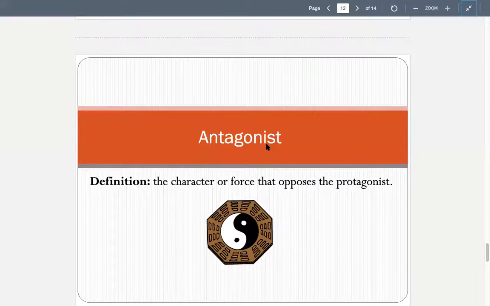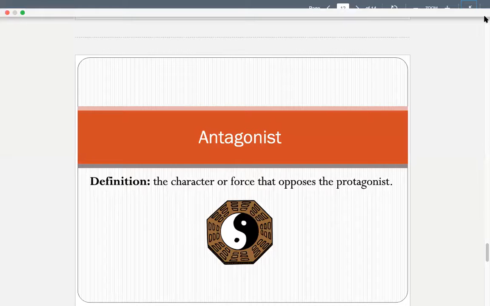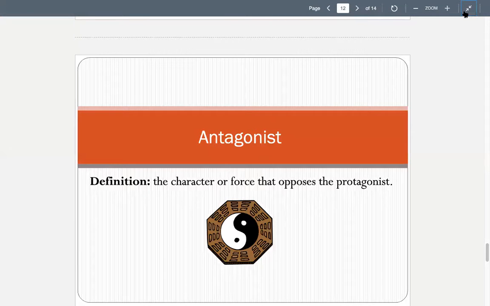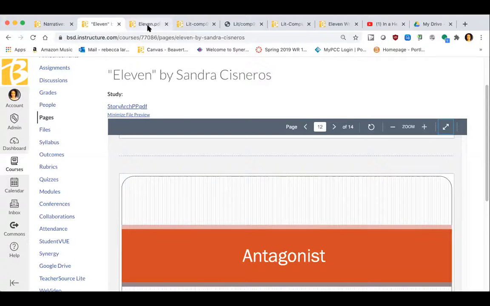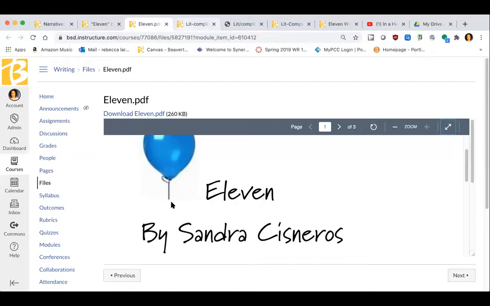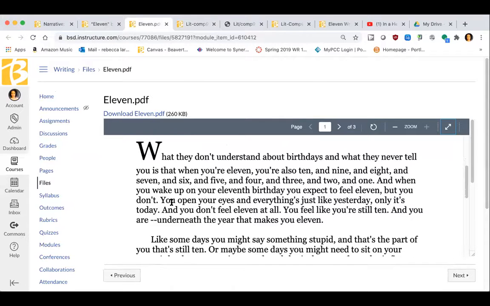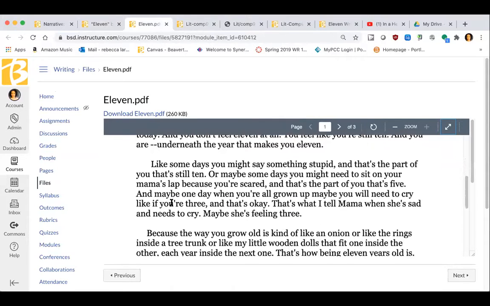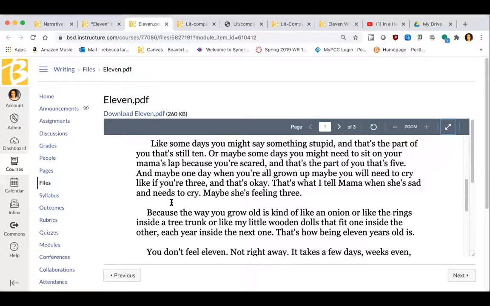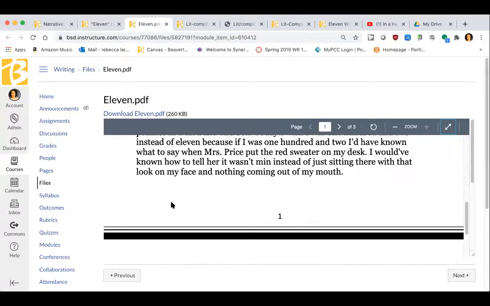So what we're going to do right now is look at our story, which is Sandra Cisneros' "Eleven." And we're going to look and see what she did here. So we have the story here, and it starts off with her birthday, right? She's really excited. She goes to school.